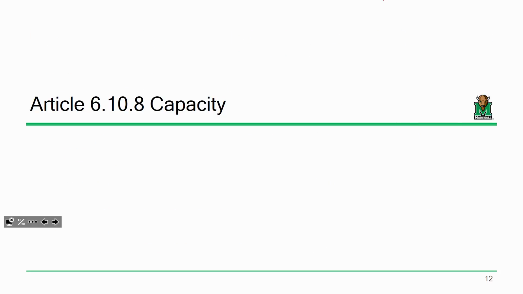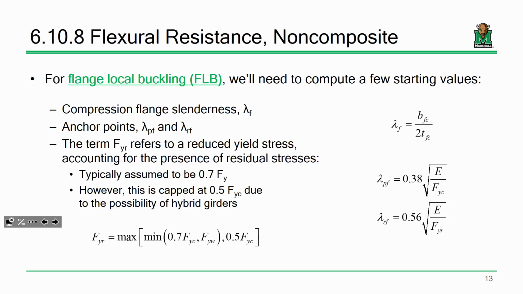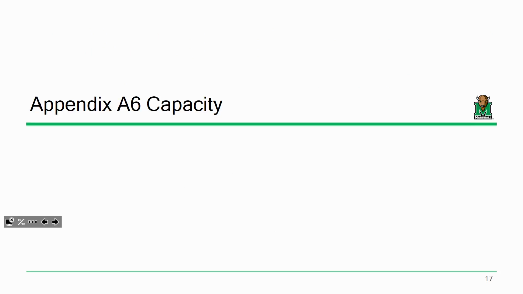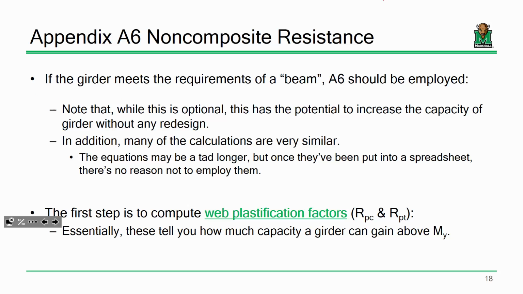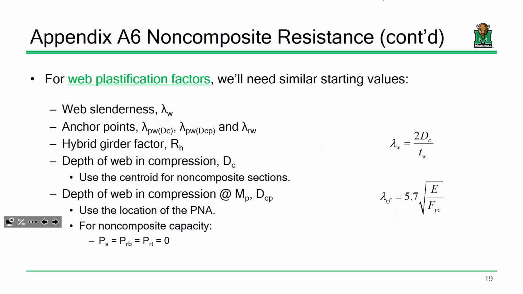I'm going to skip past the 610.8 stuff because we already did the math that showed we're in Appendix A. So let's skip past all this 610.8 stuff. So Appendix A: if you're in Appendix A, the first thing you have to do is compute a set of web plastification factors, RPC and RPT. Basically, they are a measure of how much you can get above My, the yield moment. Now, the way that you compute those is as follows.